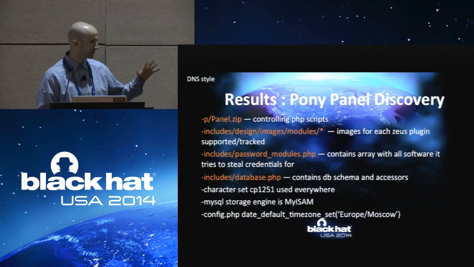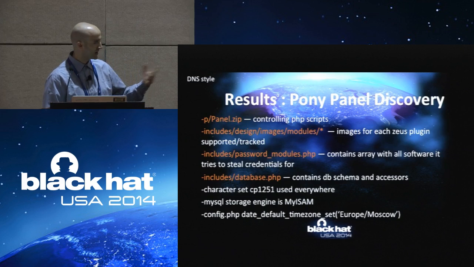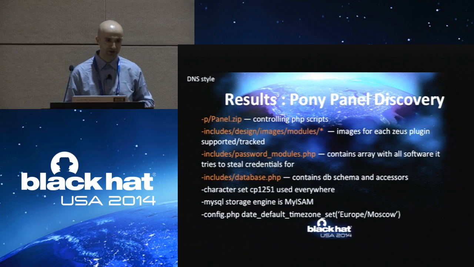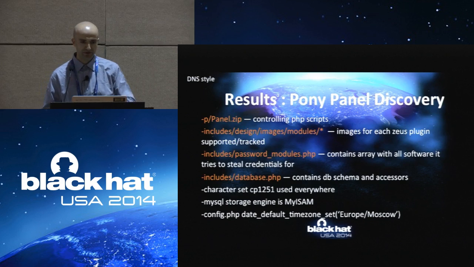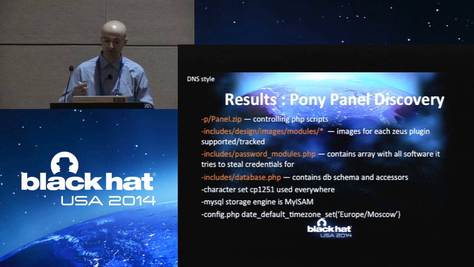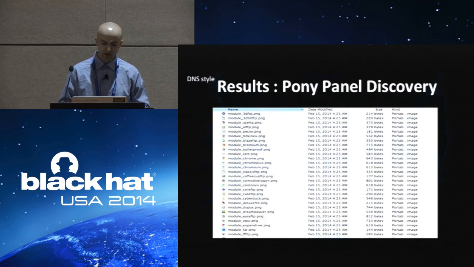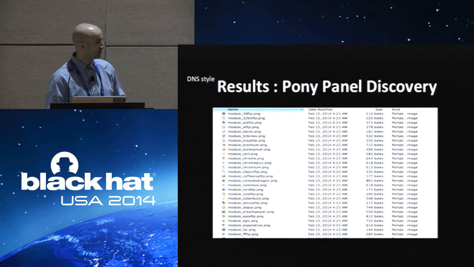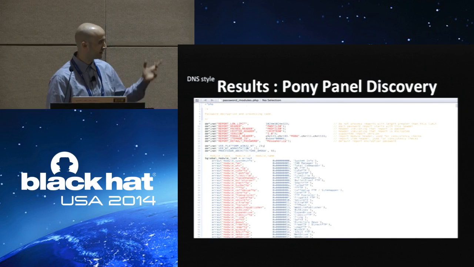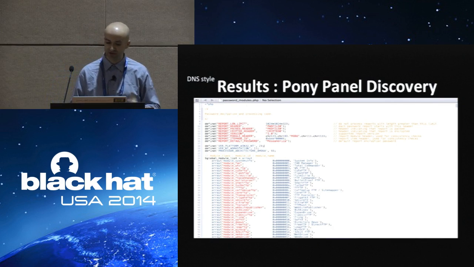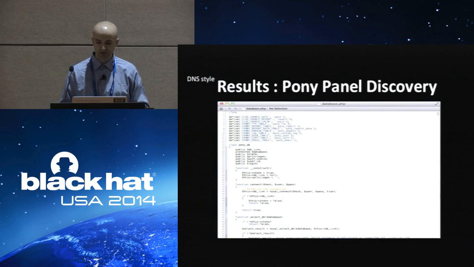Now, if we dig deeper into the content of the website, we found some interesting things. One of them is that there's a passwords module where you have the list of all of the applications for which they want to steal the passwords. And then we also see that the character set is Cyrillic and the time zone is Moscow. So this is an indication that either the writer or the users are from that time zone. Again, for reference, some of the modules that we found on the panel. And then this is the list of the applications, mainly FTP clients, from which they try to steal passwords. And then the database schema you can see in one of the files.